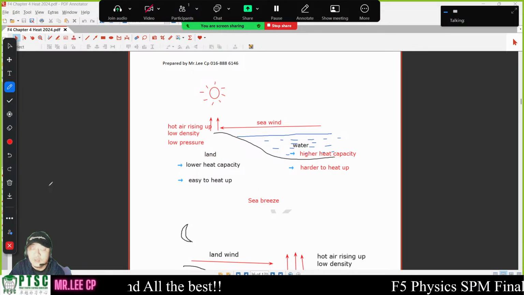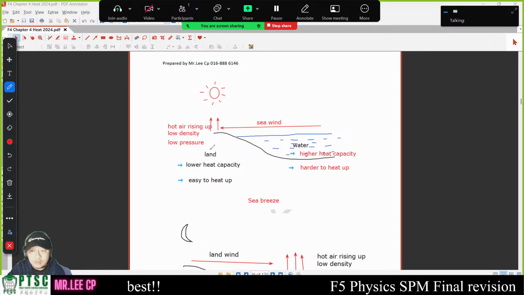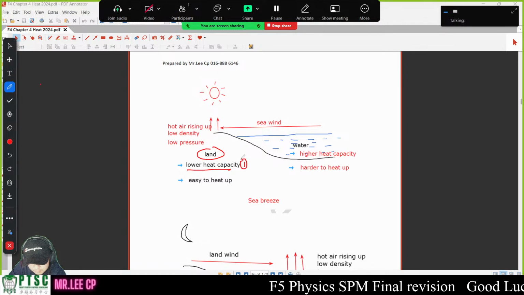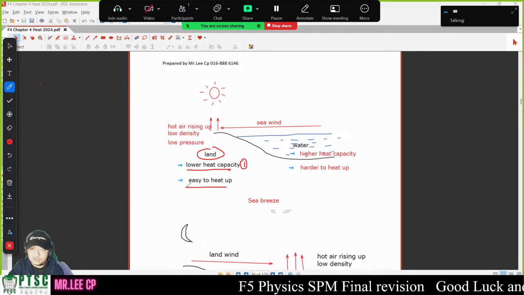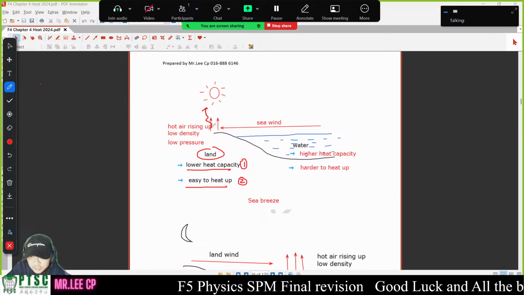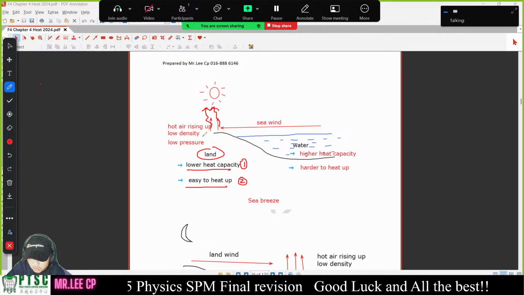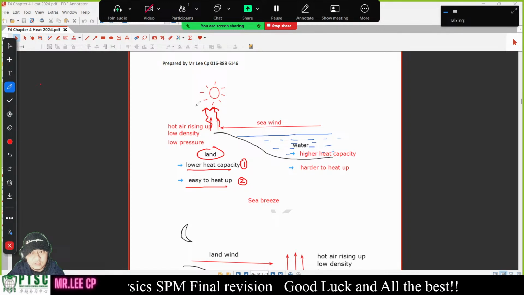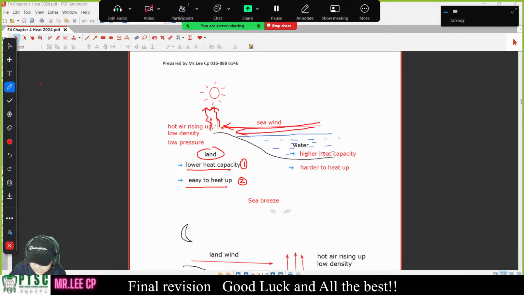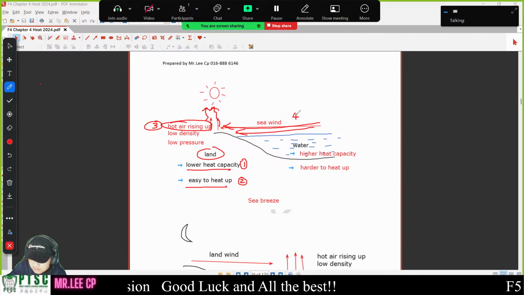So now, if they ask you to explain how the sea breeze works, okay? Now land heat capacity is low, 1 mark. Heat capacity low, 1 mark. Now you explain, you try to explain, so it can heat up easily, 2nd mark. So the hot air rising up from the land side there. Because of hot, right? This one is cold, this one is hot. So hot air rising up, 3rd mark. So the wind from the sea will blow to the land. Wind from here, 4th mark.